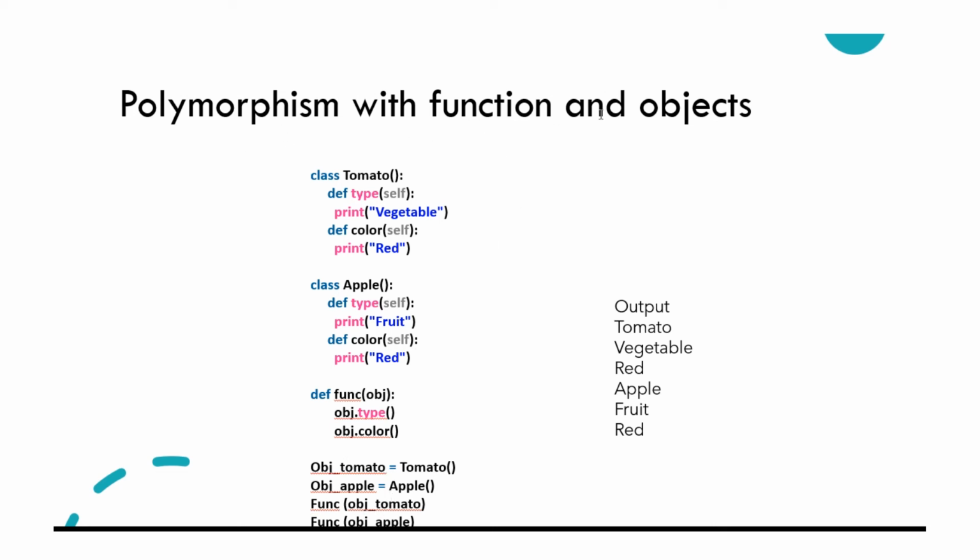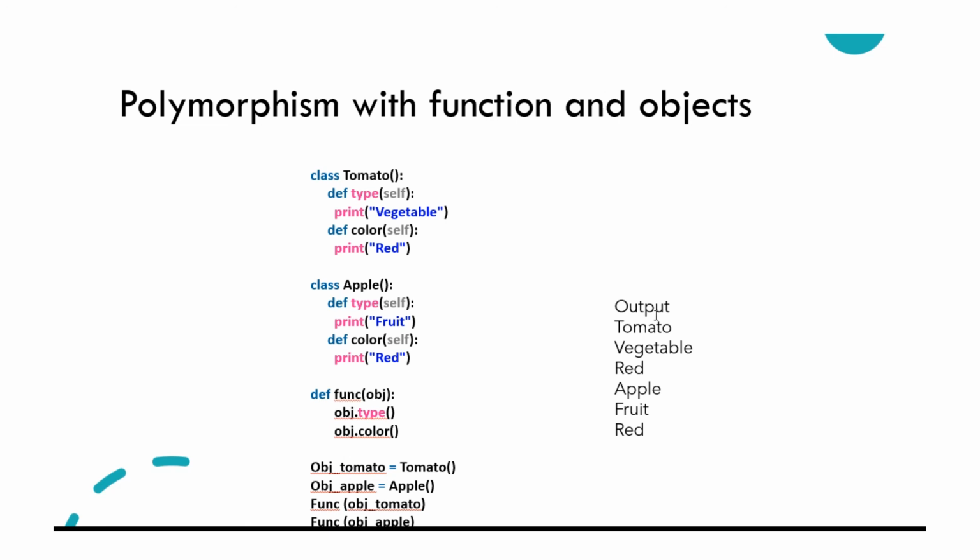Here, polymorphism with functions and objects. So here we are defining two functions. The functions are assigned to the respective objects. Then using that function object we are calling the methods defined within the given classes. Here we have tomato and apple, two classes. So that is the way we can make use of polymorphism with function and object. Objects are coming within the function. So using these functions, tomato and apple, we are creating this object. Using that object, we are calling the methods of those functions.